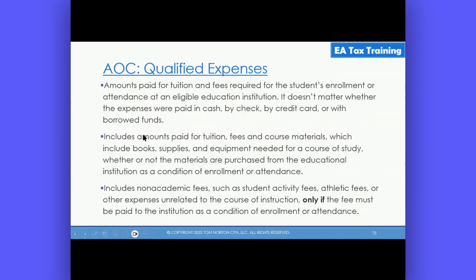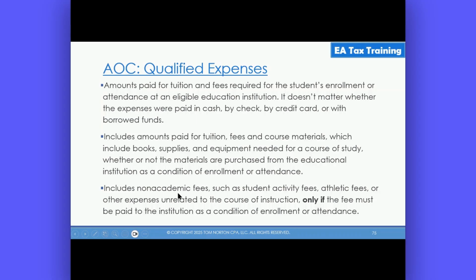So what expenses qualify as education expenses? It's going to be tuition and fees, first of all. It does not matter if those are paid by cash, by check, by credit card, or if you got a student loan and paid for them. Doesn't matter. They do qualify. It also is going to include other course materials that you need for your courses. So books, supplies, etc. Those also qualify for the AOC.